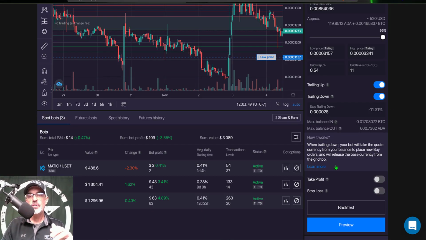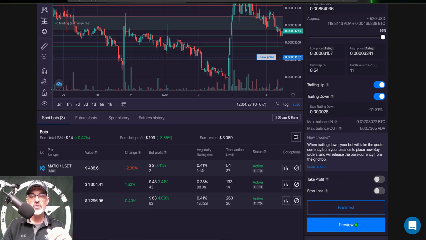Now, a couple other options would be take profit, which would stop the bot once a certain percentage of profit was hit. I'm willing to let this bot run as long as it's producing that 0.5% profit per day. And then stop loss, same thing. I could stop this once the price hit a certain level. But in reality, I'm willing to hold on to both of these assets. And so I don't want it to actually stop and sell out of those positions. And so I'm actually not going to enable either take profit or stop loss.